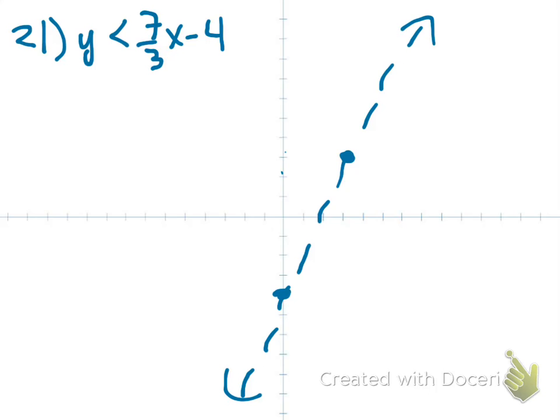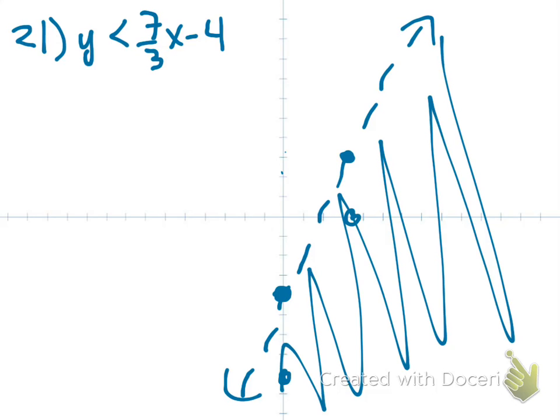And you should see a broken line, which is what I'm making, and shade below. And think, again, how do I know this is shade below? Well, look. Take this point right here. Isn't this below it? So there you go. Shade below.